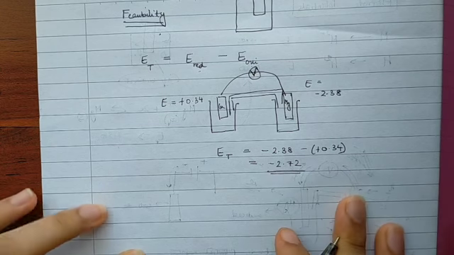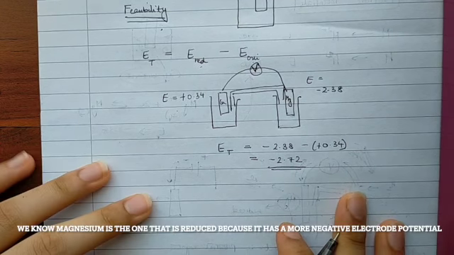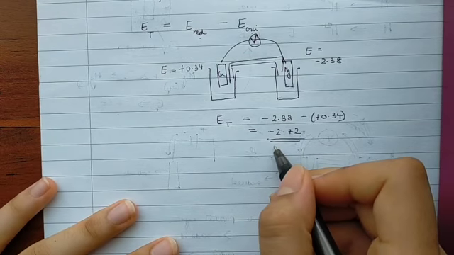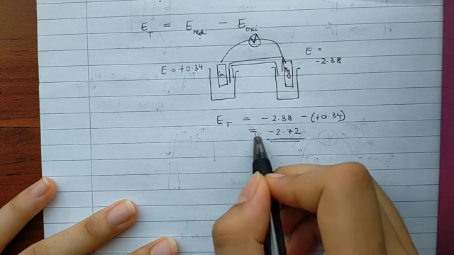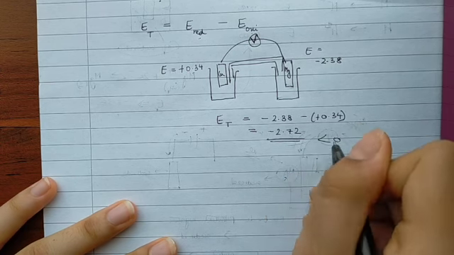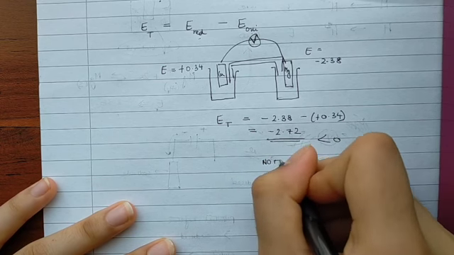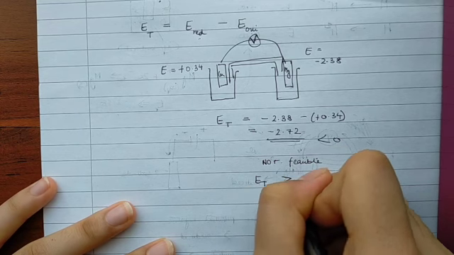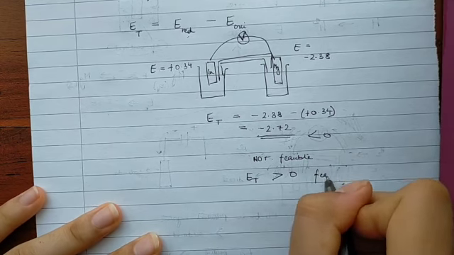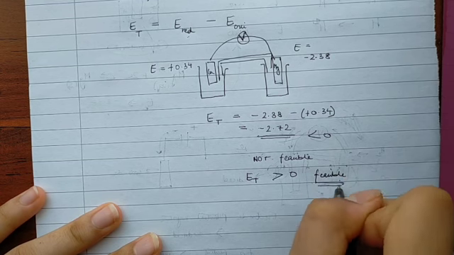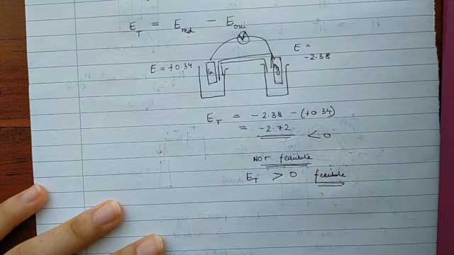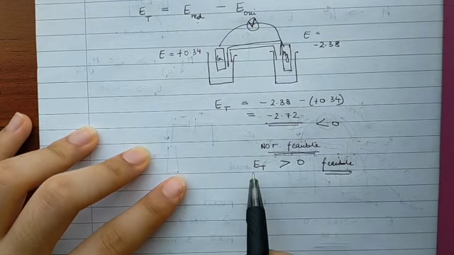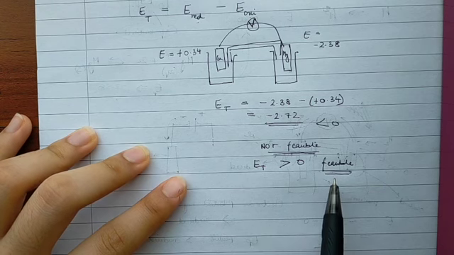Now how do I determine whether this is feasible or not? Well, if this total electrode potential is less than 0, then the reaction is not feasible. But if the total electrode potential is greater than 0, then the reaction is feasible. So that is the general rule that you need to remember. If the electrode potential is less than 0, then it's not feasible. If the electrode potential is greater than 0, then it is feasible.